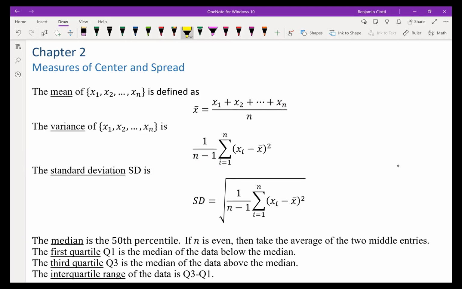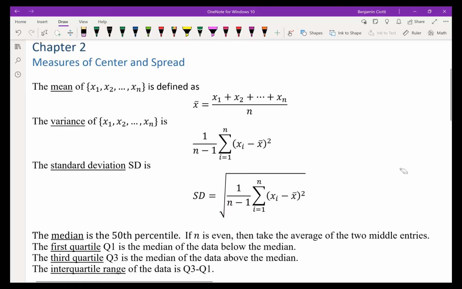But finally, once you've calculated the variance, you can then simply take its square root to get the standard deviation. So the standard deviation formula is just the square root of the variance formula.